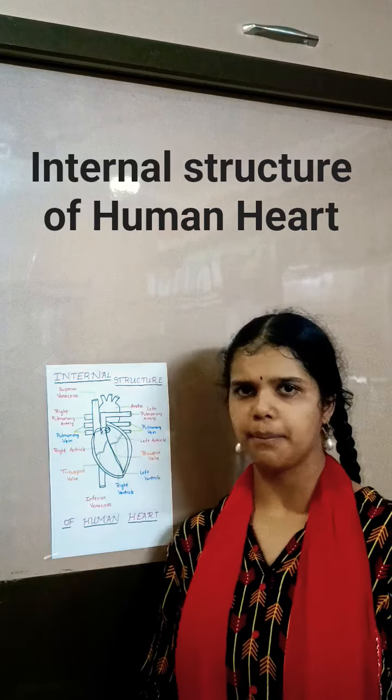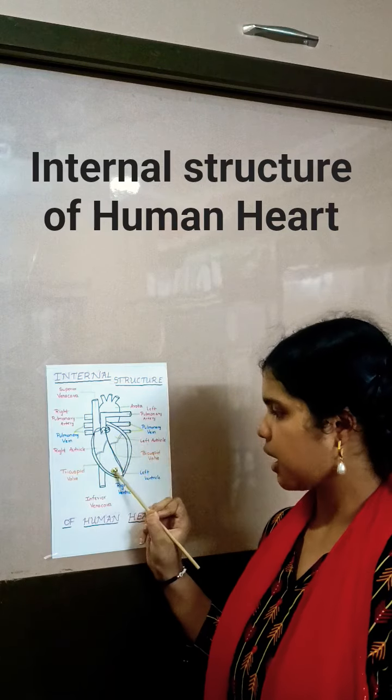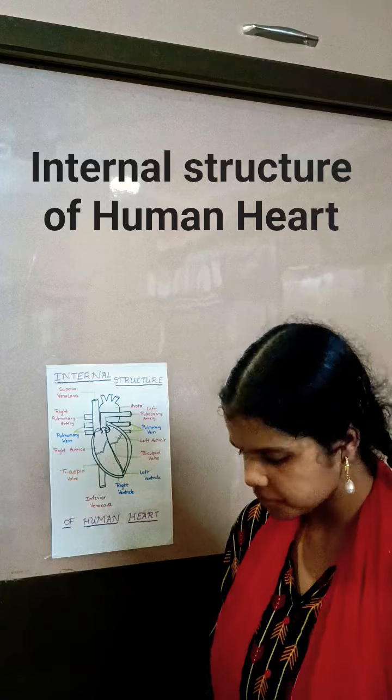There are four chambers in the heart. They are the right auricle and left auricle, and the right ventricle and left ventricle.